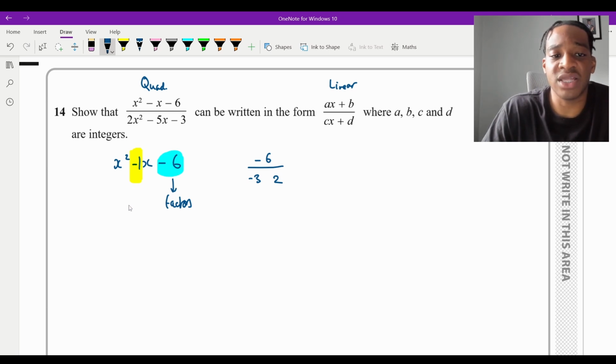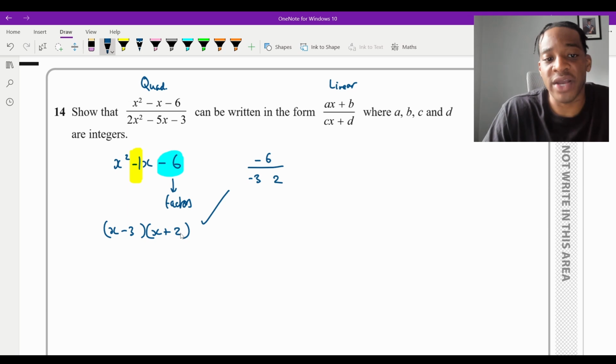So therefore, we could say then that our factorization, you're just going to put two brackets like this. And then you're going to have an x here and an x here. And that will make the x squared term. And then all you do is just put these two numbers that you found. So minus 3 here and then plus 2. So that would be the first expression factorized, the numerator.